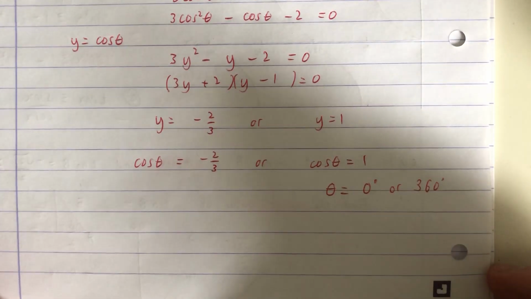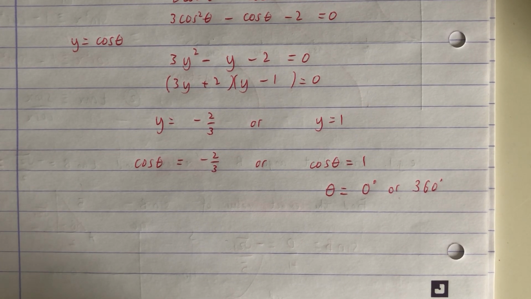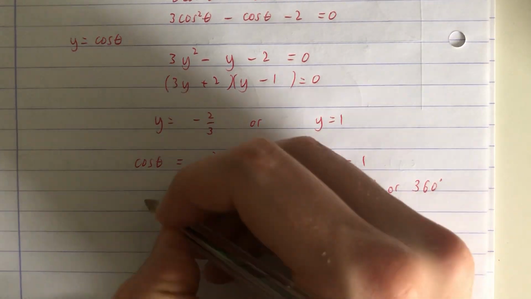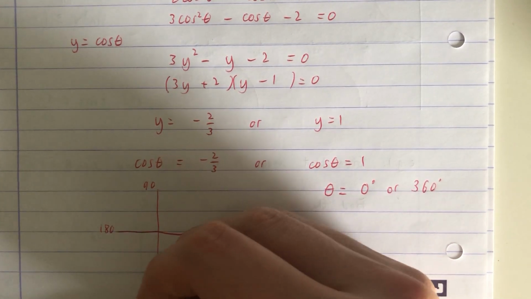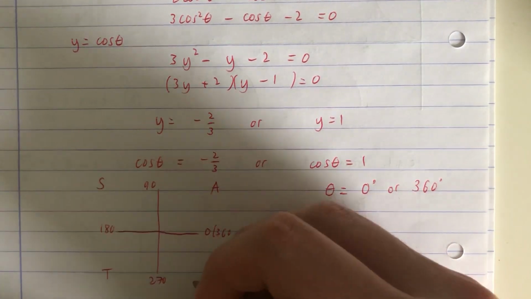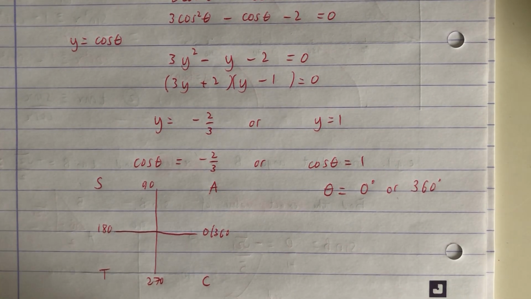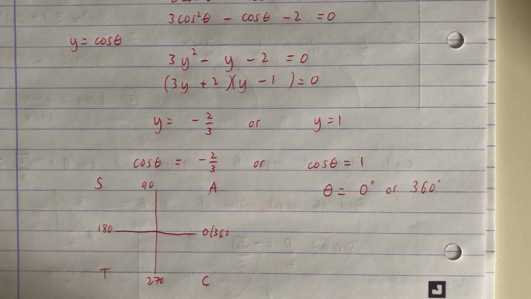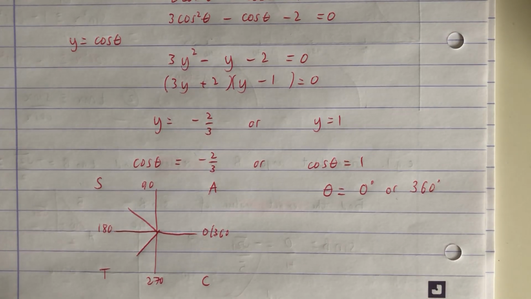And then cos theta is equal to negative 2/3. Again, don't try and use inverse cos yet, because you might miss an answer. Either draw a sketch or use the CAST diagram. I'm going to use a CAST diagram. 0, 90, 180, 270, 360. All stations to Cardiff. Cos is equal to negative 2/3. And in which of these 4 quadrants is cos negative? That one and that one, which means there's going to be an answer in that quadrant and there's going to be an answer in that quadrant.